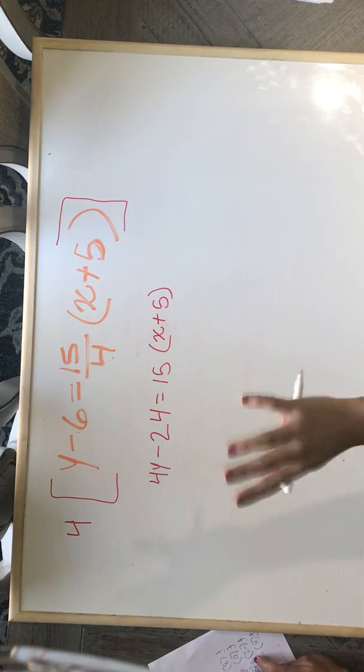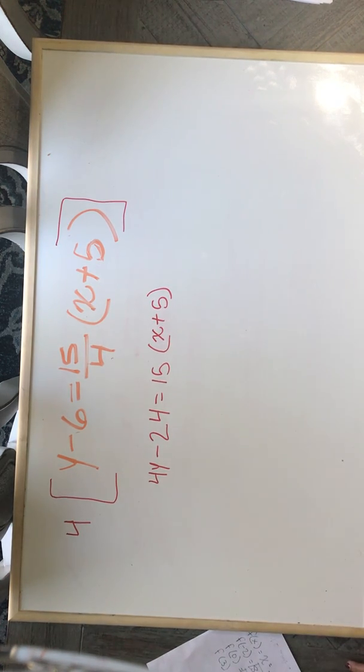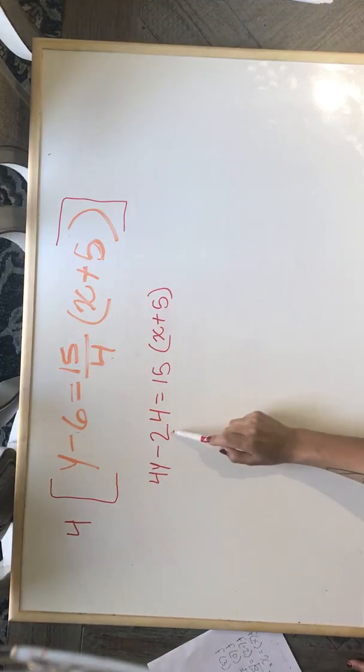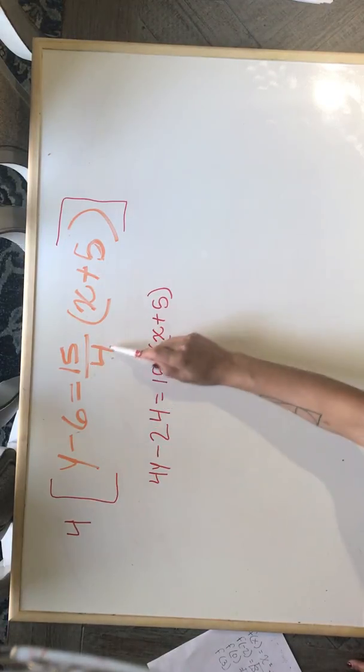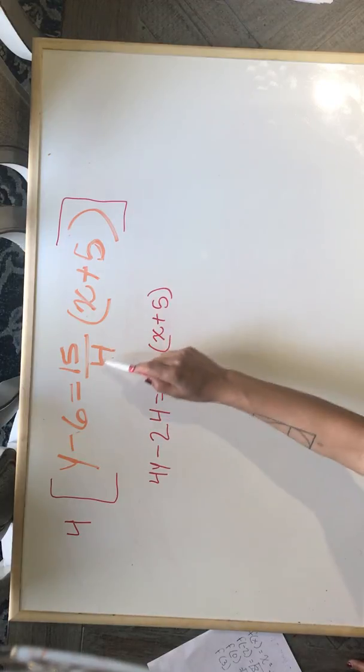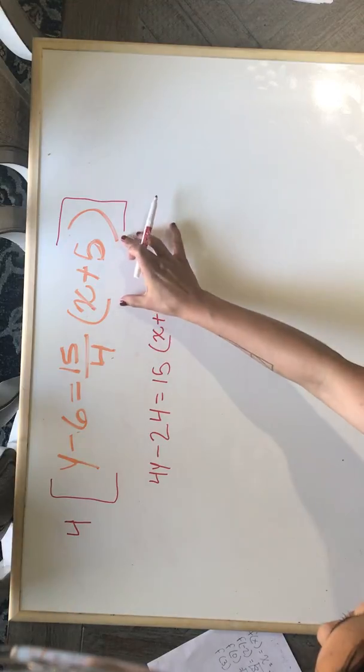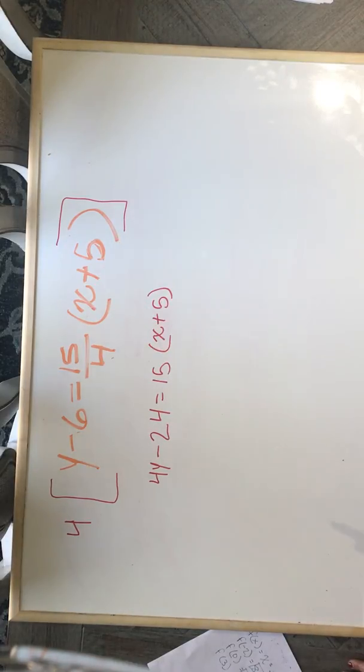So think about that, please. Think about it. We only distributed here, 4y, distributed here, negative 24, kept the 15, but we got rid of the denominator. That's what multiplying it does, okay? And then you cannot do anything to parentheses in parentheses. Had to repeat it all one more time, okay?